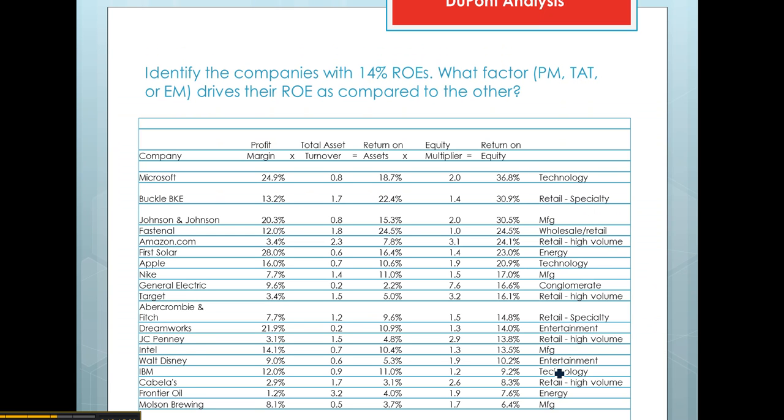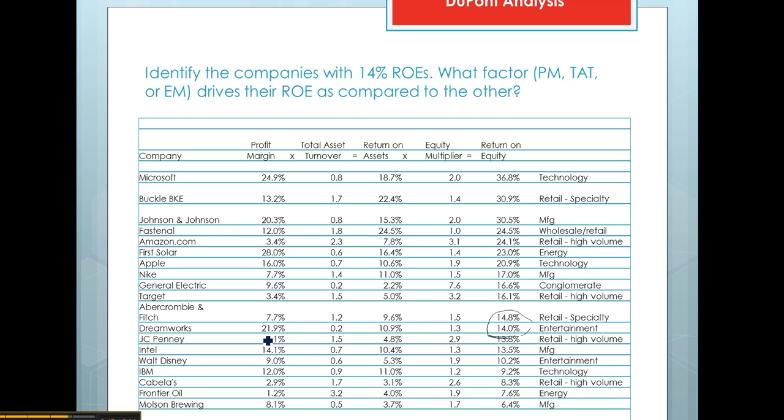Now, let's identify the companies with 14% return on equities. What factor drives their return on equity compared to the other company? Well, here we have two companies in the 14% range. Fitch, which is a retail specialty store, and DreamWorks. Okay. They get there pretty different ways, don't they?